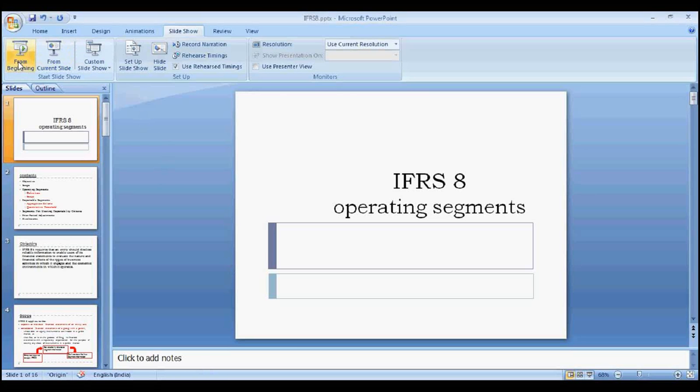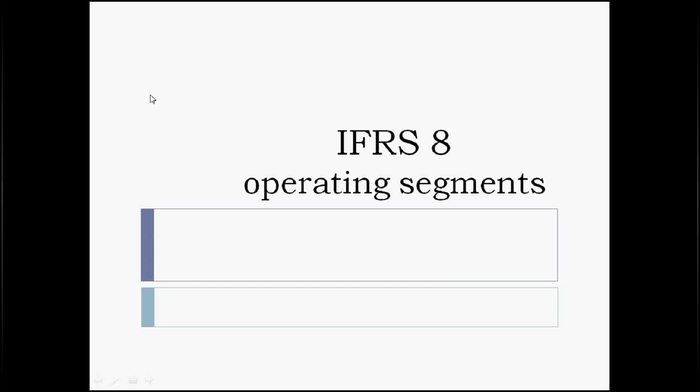IFRS 8 operating segments helps us to decide that there are many segments which we would like to report. How to decide that reporting? Which of the operating segments are reportable? IFRS 8 helps us to differentiate between the reportable operating segments and other operating segments. So there will be two kinds of categories. One is reportable operating segments, and all other segments which cannot be reported will be considered as other operating segments.